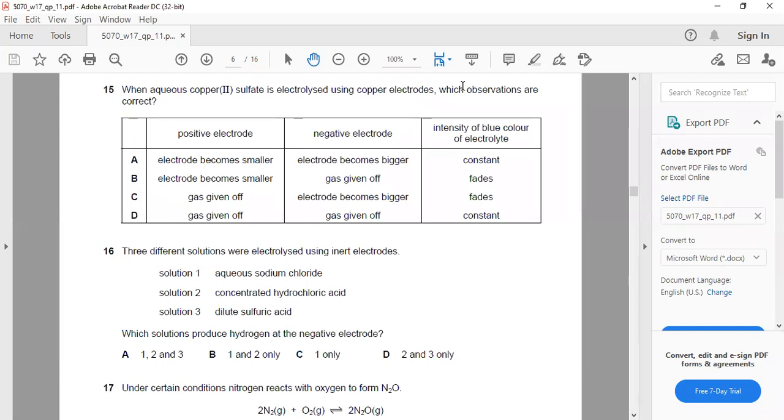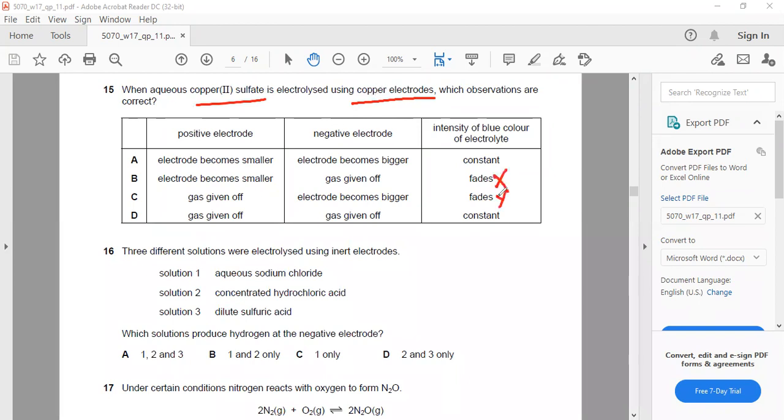15. Copper sulfate, copper electrode and copper sulfate. Be very careful in copper sulfate electrolysis. First, you see which electrode, copper electrodes or carbon electrode, both have different product at the anode. Positive electrode is different. If the copper electrodes are used, there is no change in color.